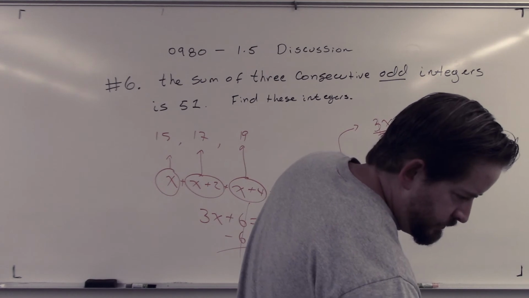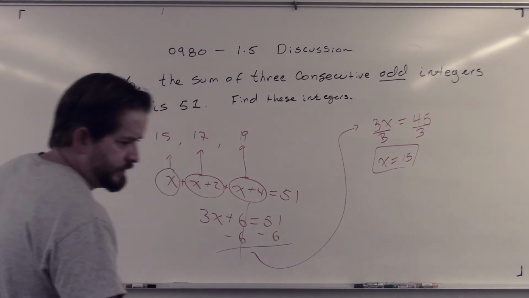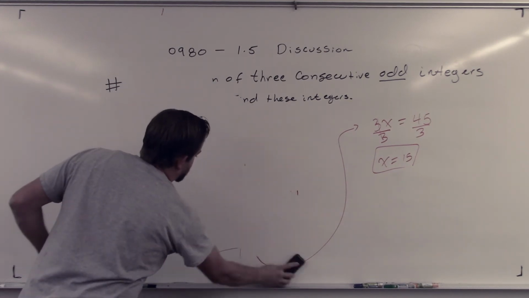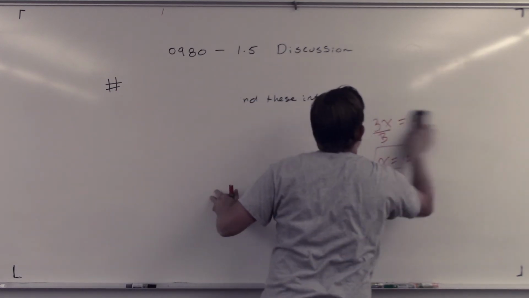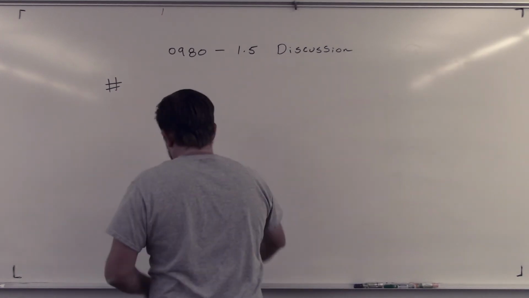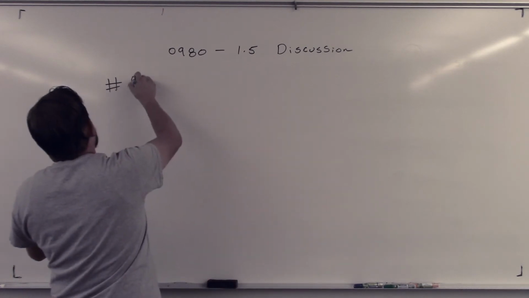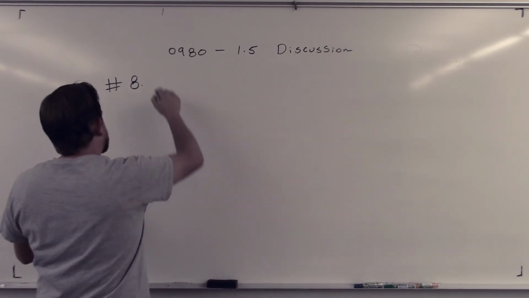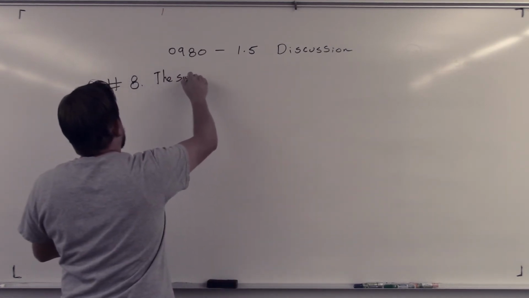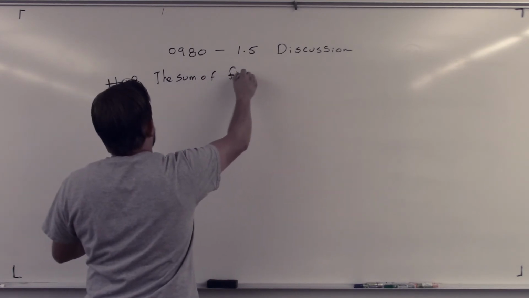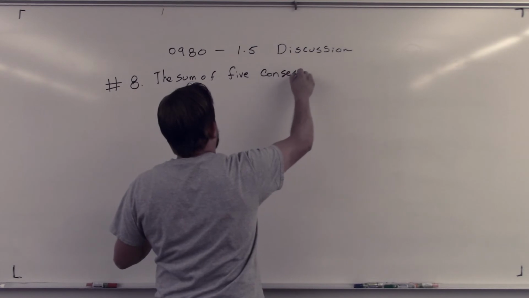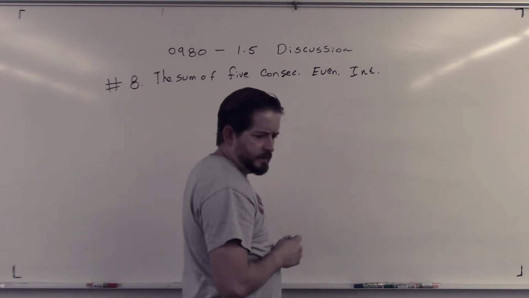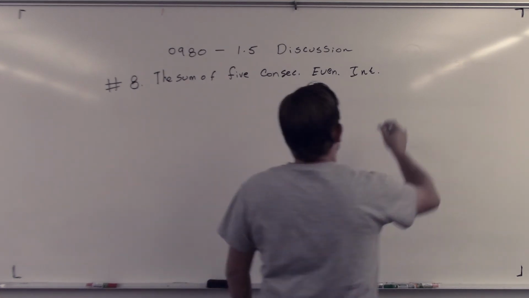Then the next question I had was number 8. The number 8 is similar to this one. Let's take a look at it. Eight has 5 consecutive even integers whose sum is 70.